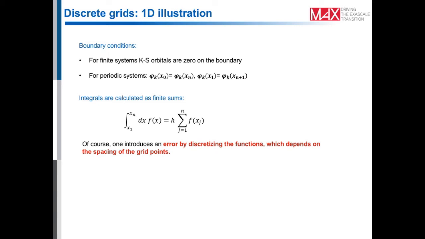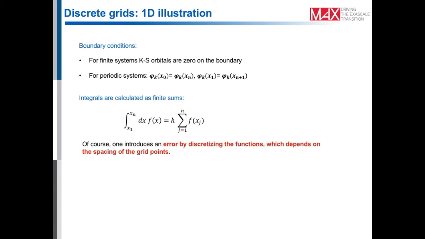And then the integrals are calculated also as finite sums. So this is all something that a computer understands and can easily handle. But of course, it introduces an error by discretizing the functions. And it depends, obviously, on the spacing of the grid points.